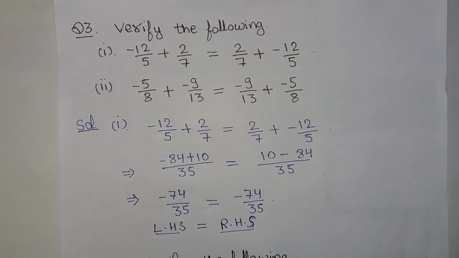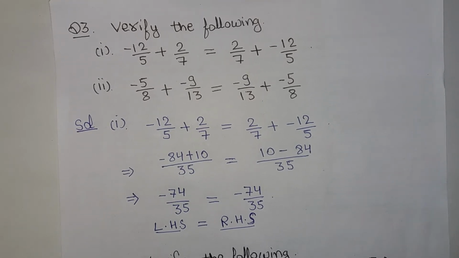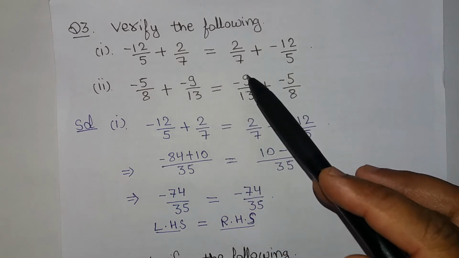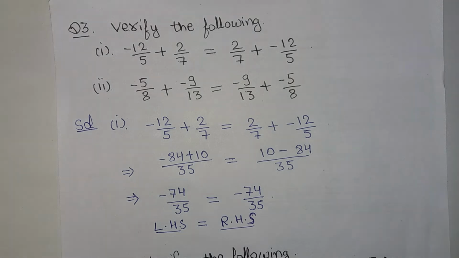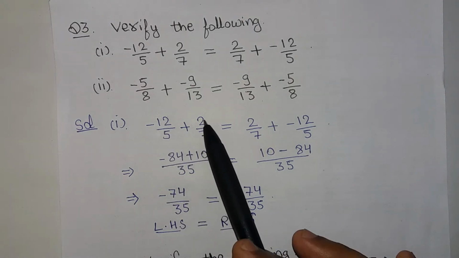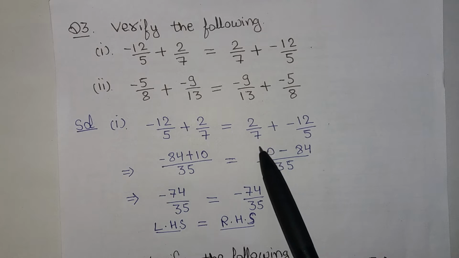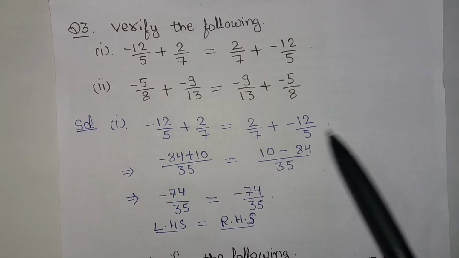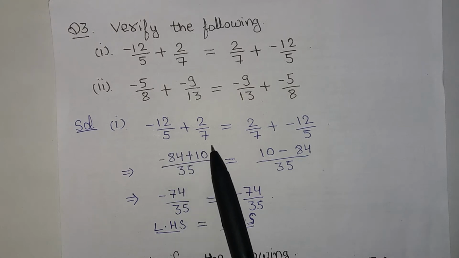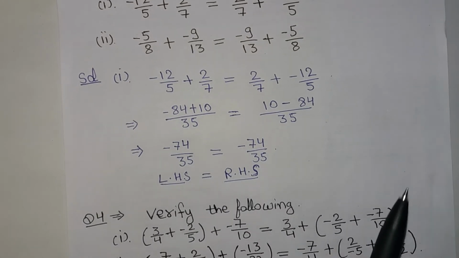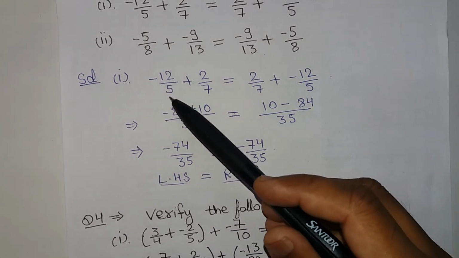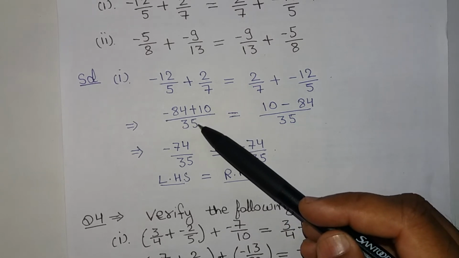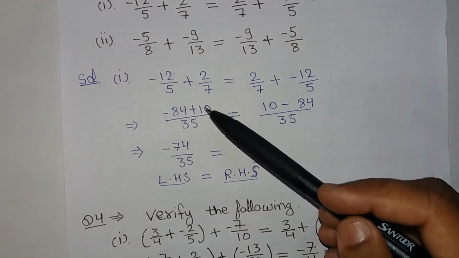See question number 3. In this question we have to verify the following. By taking the first part, minus 12 upon 5 plus 2 upon 7 equals 2 upon 7 plus minus 12 upon 5. So here minus 12 upon 5 plus 2 upon 7, and 2 upon 7 plus minus 12 upon 5. By taking LCM of 5 and 7, the LCM will be 35. Now by dividing 35 by 5, it will be 7, and 7 into minus 12 will be minus 84. By dividing 35 by 7, it is 5. 5 into 2 will be 10.